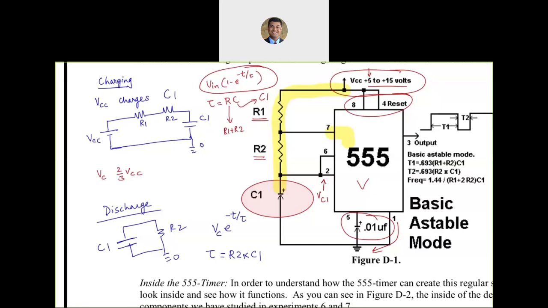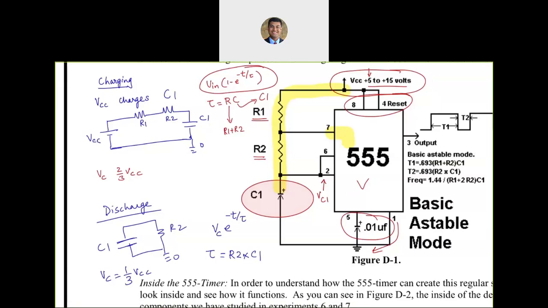Until what time can it discharge? It can only discharge until the voltage across the capacitor drops to 1/3 VCC. Because at that particular time, when it goes below 1/3 VCC, pin number 7 is no longer going to be connected to ground, which means that now the capacitor will start charging again.